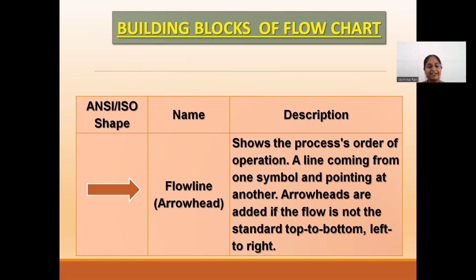First one is the flow line. It is called as the arrowhead. It shows the process order of operation. A line coming from one symbol and pointing to another. Arrowheads are added if the flow is not standard top to bottom or left to right.